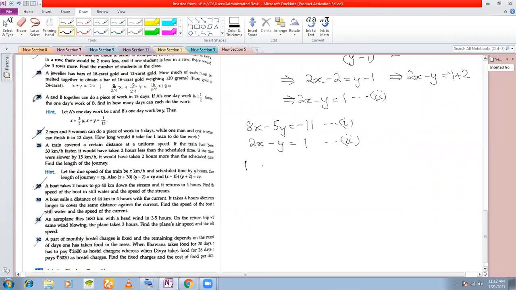From 2x minus y is equal to 1, that means y must be equal to 2x minus 1.